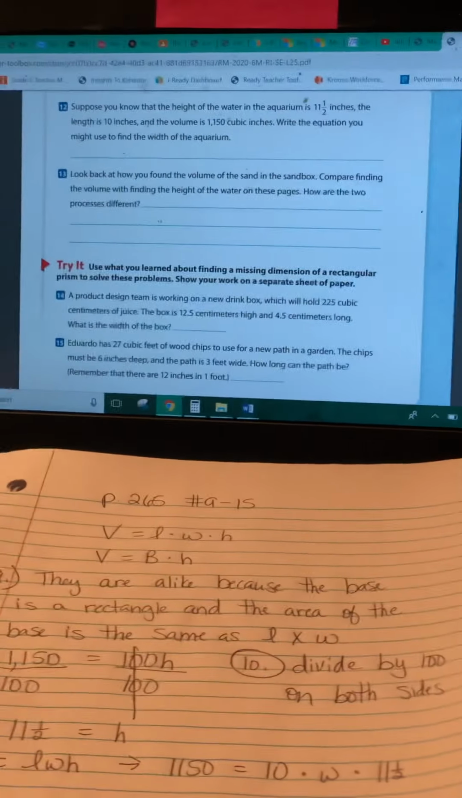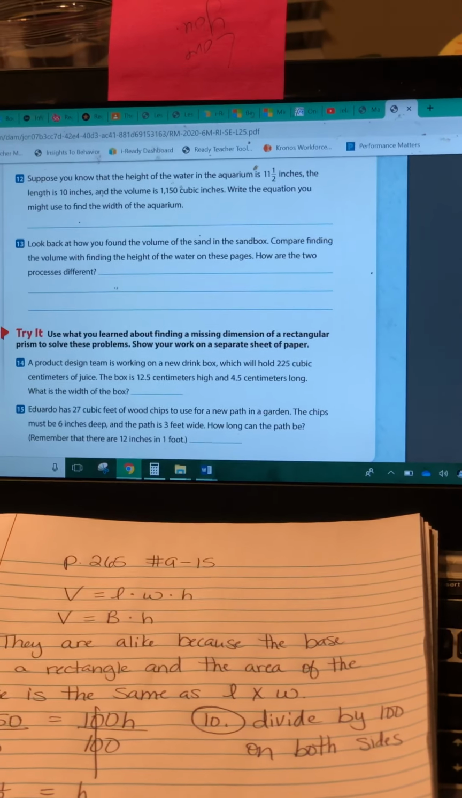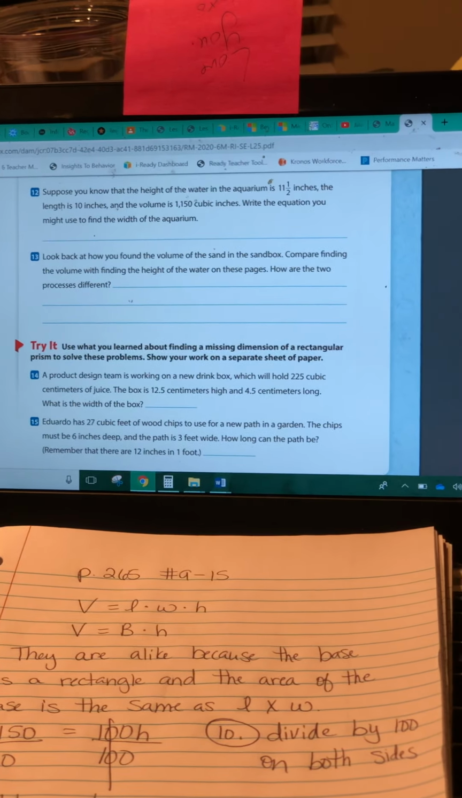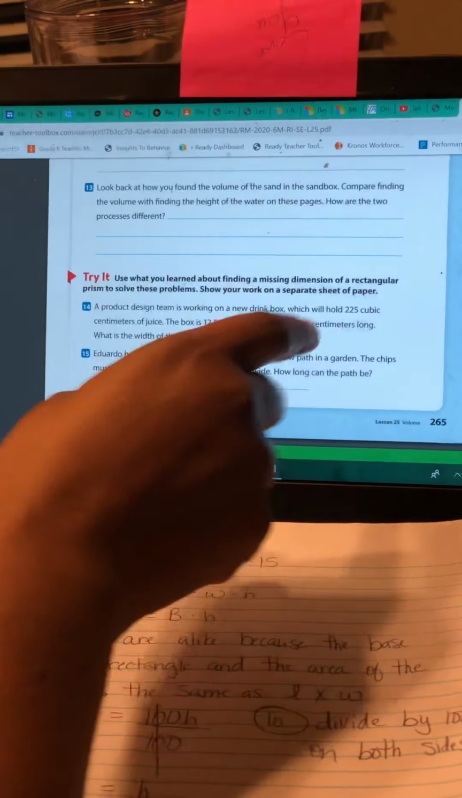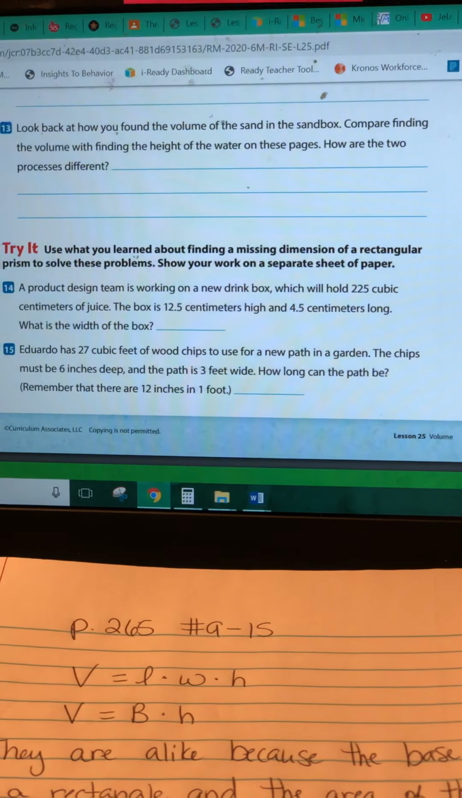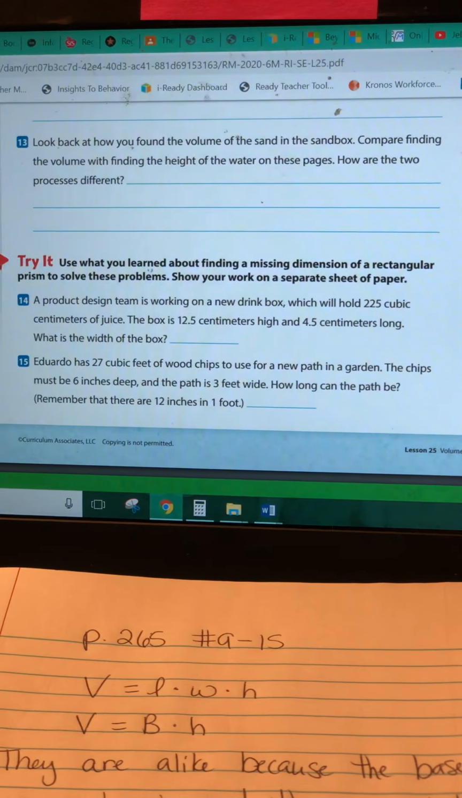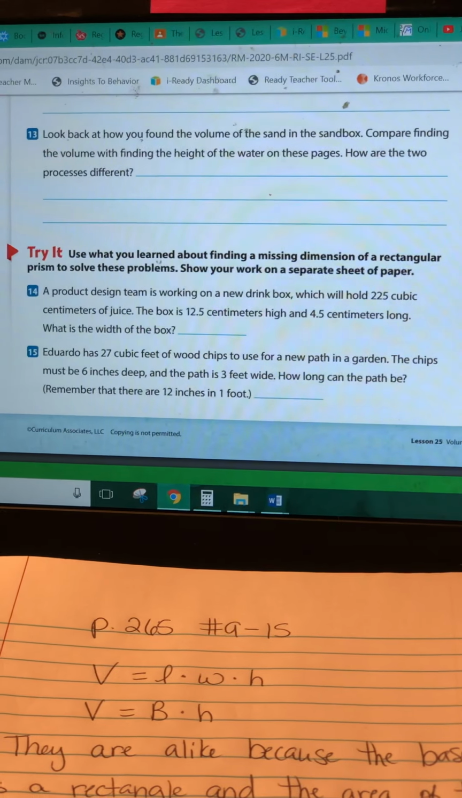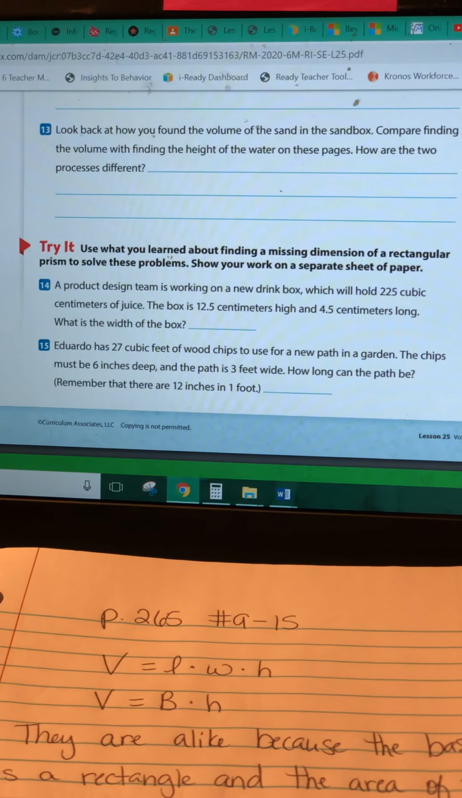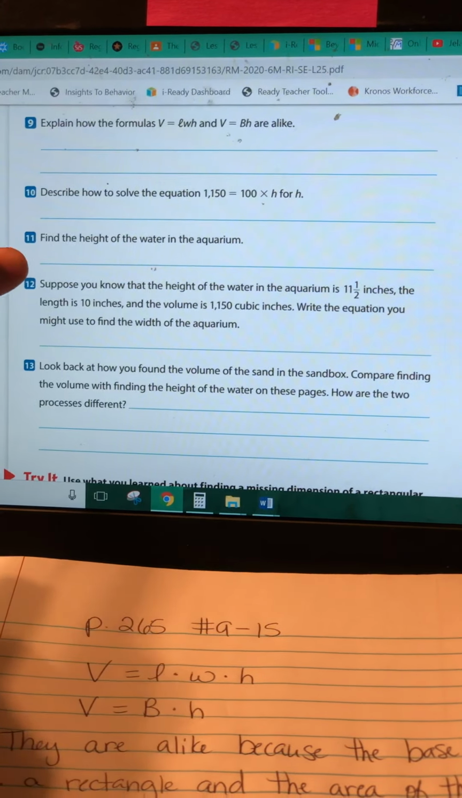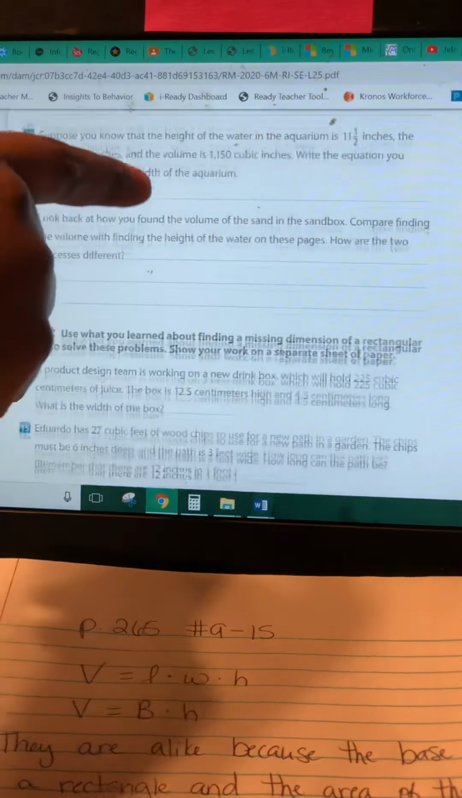Now, for number 14, bear with me just a moment, guys. Okay. Number 14 says, a product design team is working on a new drink box, which will hold 225 cubic centimeters of juice. The box is 12.5 centimeters high and 4.5 centimeters long. What is the width of the box? So this time we don't know how wide that box is, but we do know the volume. So we're going to do number 14 just like we did number 11. Instead we were finding the height there. This time we're going to find the width.